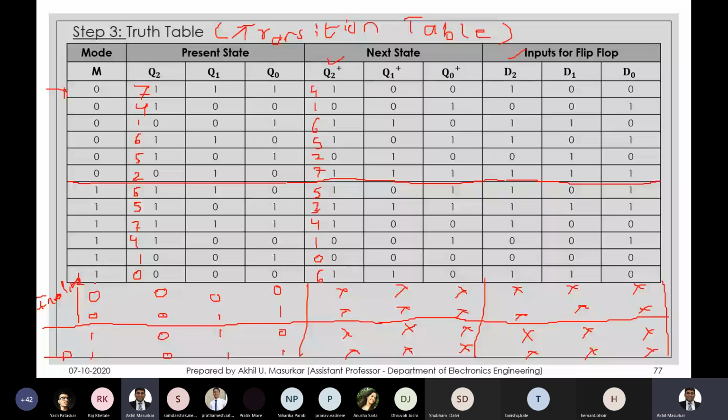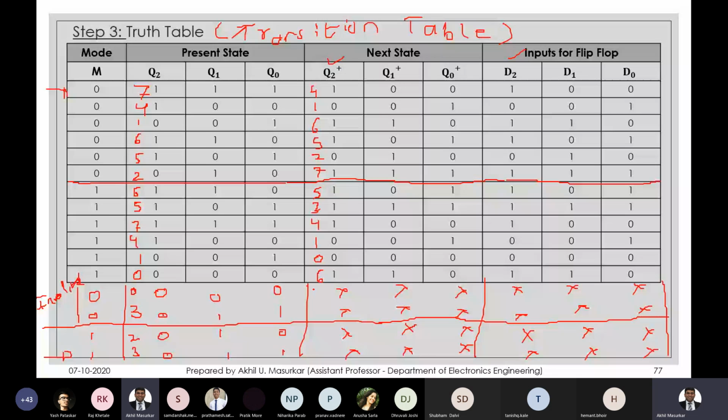When M equals 0, in the first sequence, which are the states that are not there? This is 0 and this is 3. So 0 and 3 are not there in the first sequence, that is 7, 4, 1, 6, 5, 2. In the second sequence, again, we don't have 2 and 3. So these are my invalid states. I have to account for the invalid states also, no? Because these will also be there in the K-map.